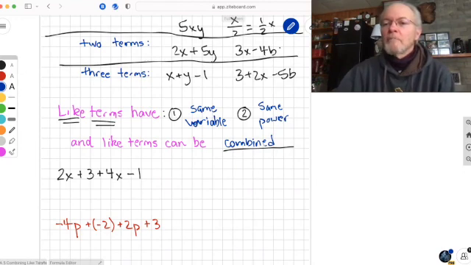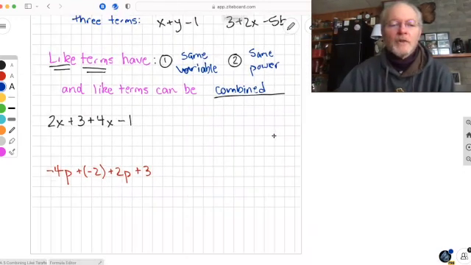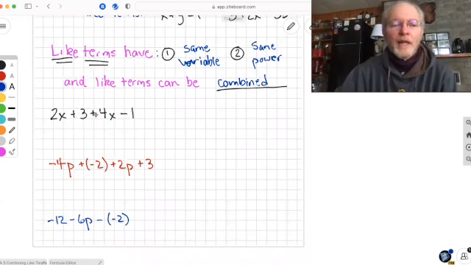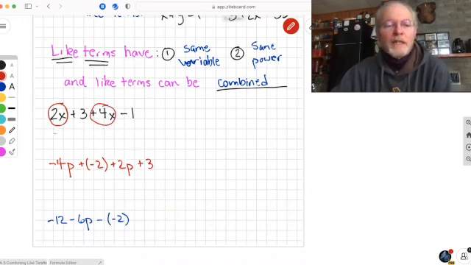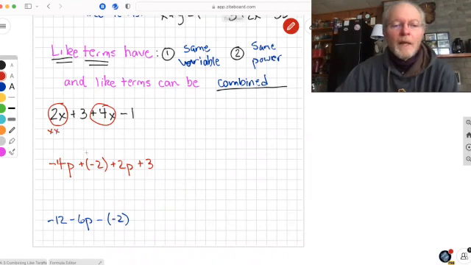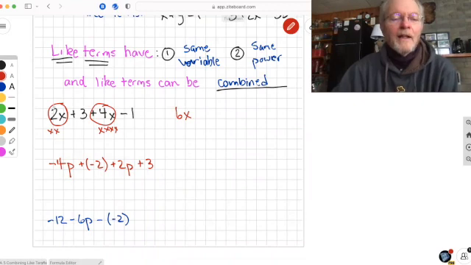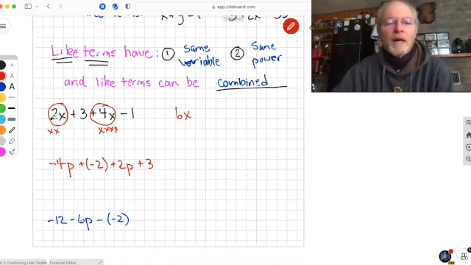So let's combine like terms in these examples. 2x plus 3 plus 4x minus 1. The terms with the same variable to the same power are 2x and 4x. This is really just like two x's, and we combine them by adding 4 x's. How many x's do we have? We would have 6 x's. Really we're just adding the coefficient, the number out front, to the other one. 2 plus 4 is 6.